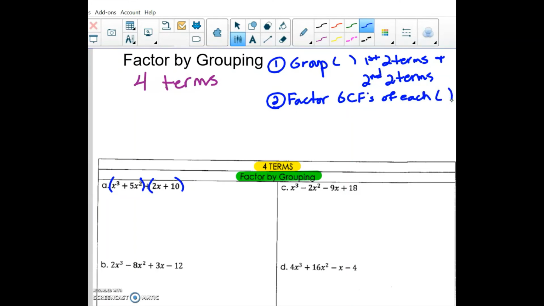So on example A, the GCF is x squared. Inside that parentheses will be x plus 5. The second GCF will be 2, and that is a positive value, 2. Inside the parentheses will be x plus 5.